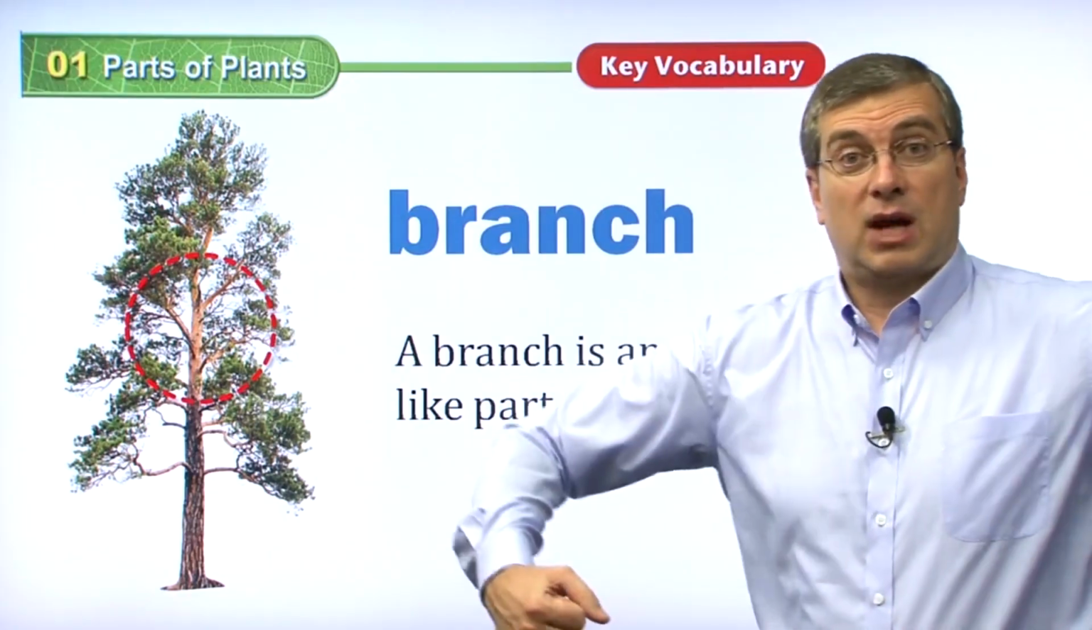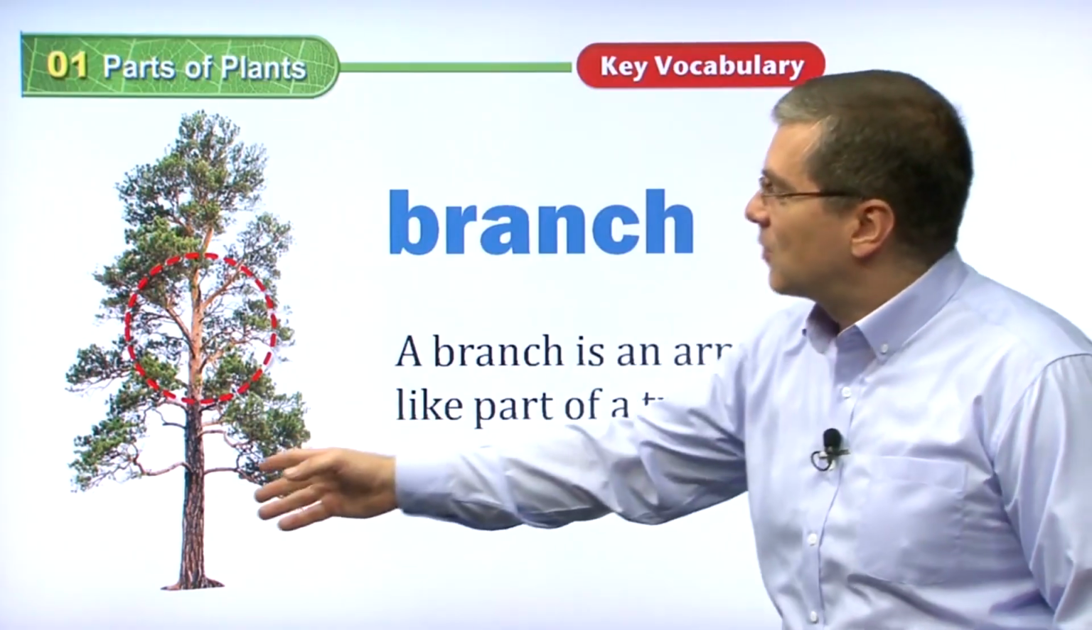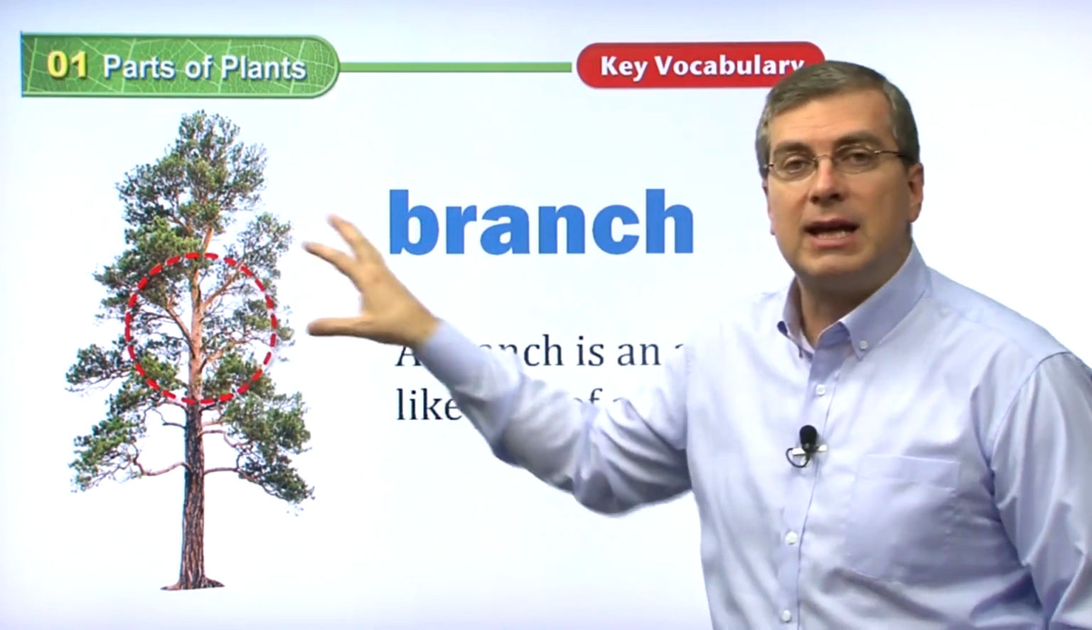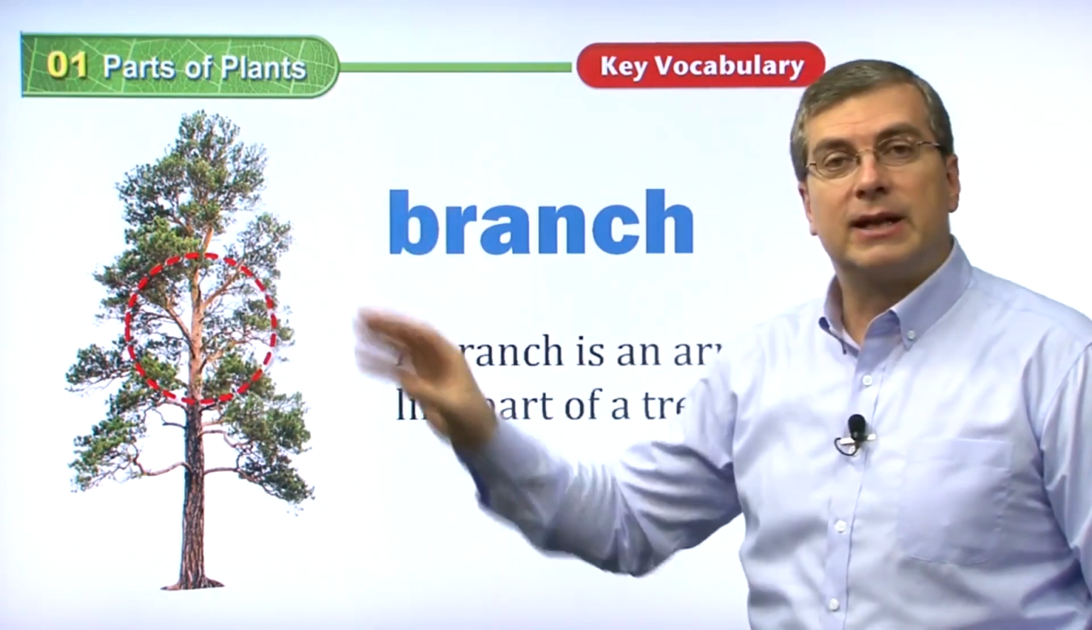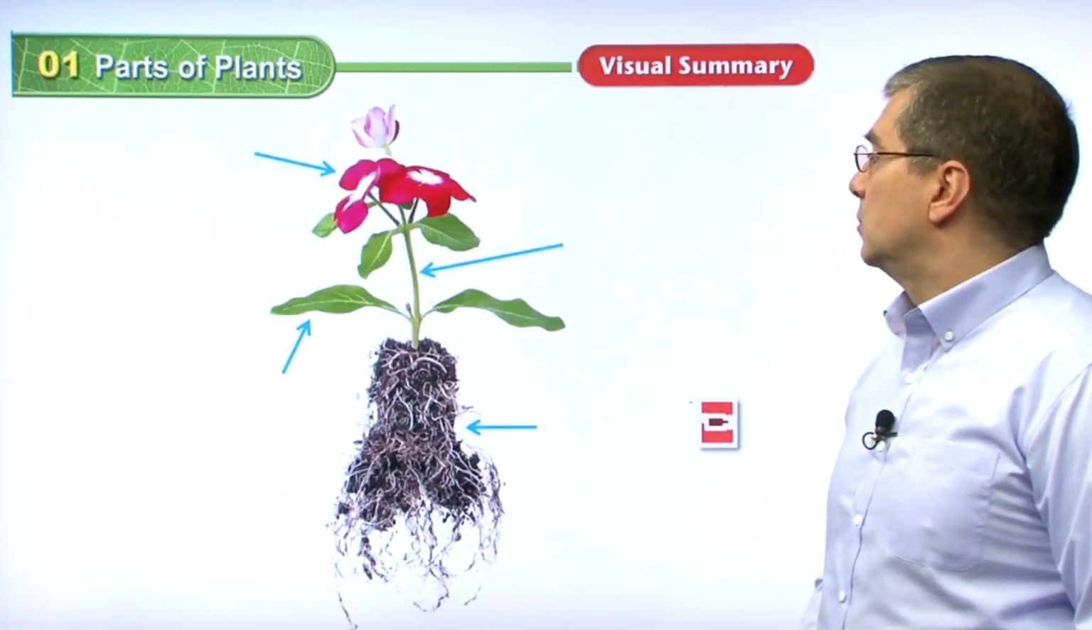Okay, a branch is an arm-like part of a tree. So if you look at me, I've got two arms. It's like I have two branches, right? But a tree, of course, has many different branches. And these, of course, support the leaves where the tree takes in air and sunlight, as we saw before. Okay, let's move on here.